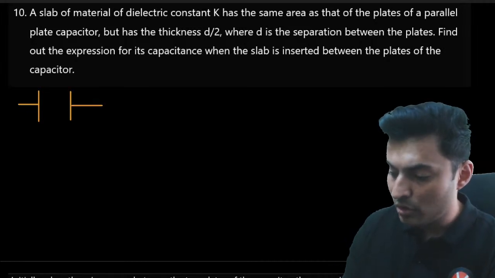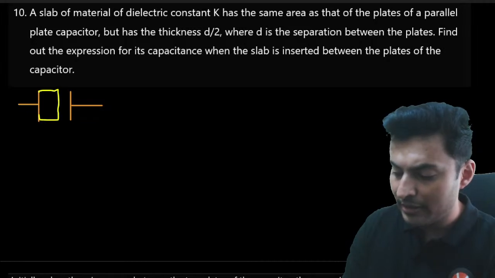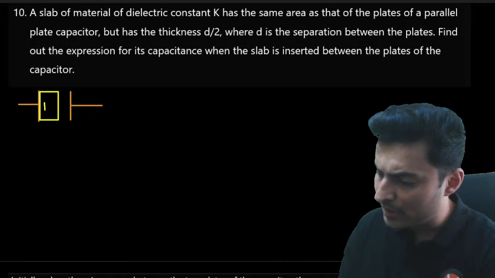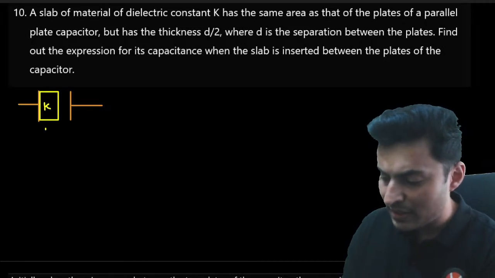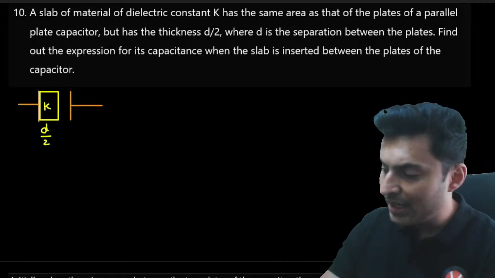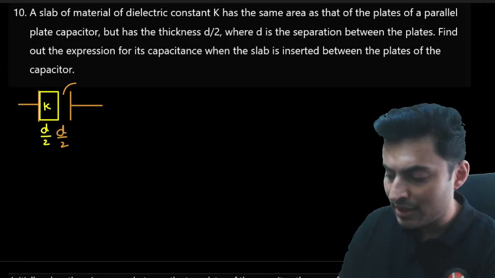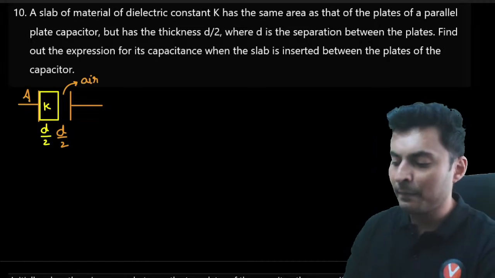Show the capacitor like this, and also show a slab which is filling in like this, of value K, and the thickness is basically D by 2. The remaining D by 2 is just air. This is just air, remember that. And the area of the plates is basically A.